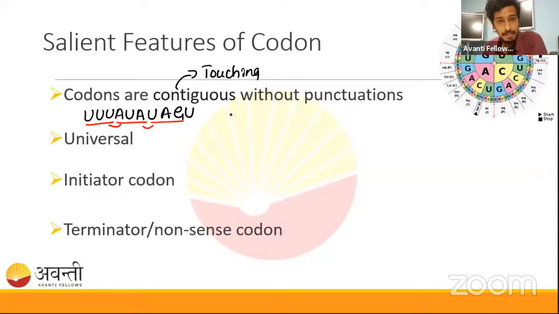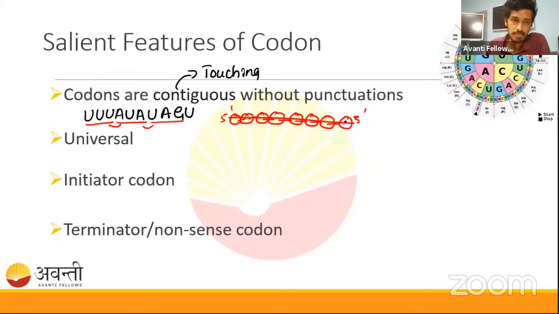Okay, why is it happening? Because it is present on mRNA, and in mRNA every nucleotide is connected to another nucleotide with a bond. Which bond is it? Phosphodiester bond. That's why these are contiguous, without any space.